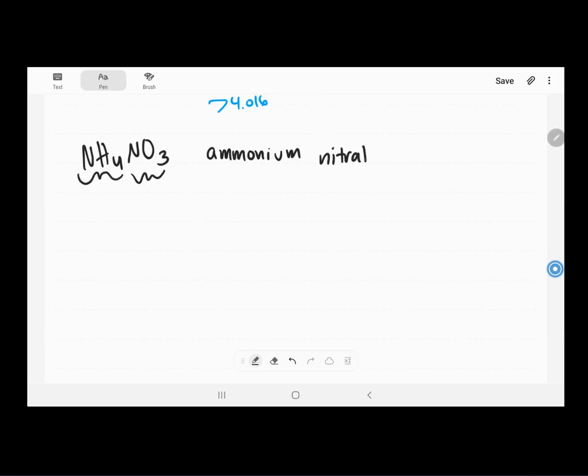Just so you know, this formula is called ammonium nitrate. It's in fertilizers and explosives and stuff. Nitrite has the 2 subscript. Yeah, NH4NO3. Anyways, we're going to learn how to name these things, but stuff like this, where it's just polyatomic ions, it's very easy. It's just the name of both of them put together.